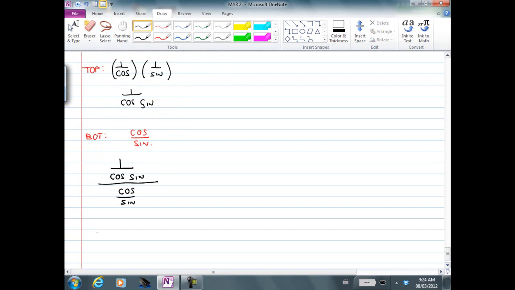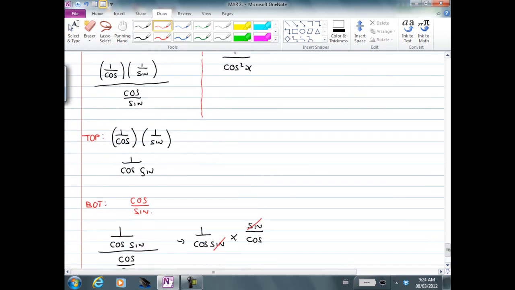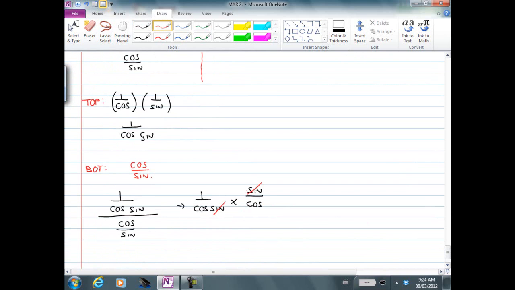Back in grade 8, you were taught how to divide fractions. You multiply by the reciprocal. So go ahead and multiply by the reciprocal right now. So you get 1 over cos sine times sine over cos. Hey, start canceling things out. Sines will cancel very nicely. Do it. Okay. The sines cancel out.